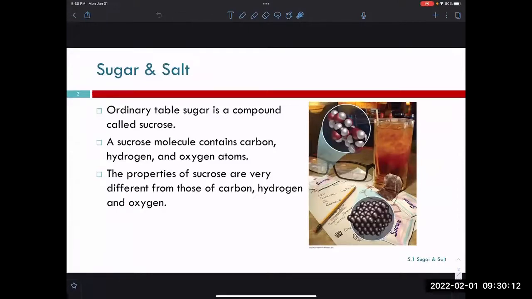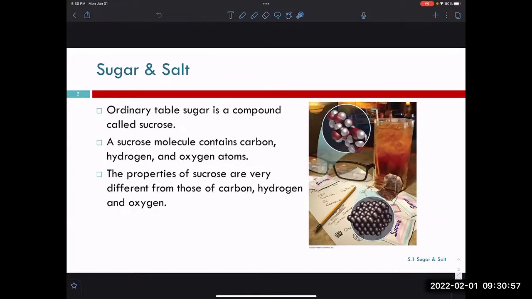So, like I said, everything is made of molecules or atoms, sometimes both. Well, actually, always both. Ordinary table sugar is a compound. So if you had just pure table sugar, it would be a pure compound made of just sucrose molecules. Sucrose, or a sucrose molecule, contains carbon, hydrogen, and oxygen atoms, and it contains those in a specific ratio.